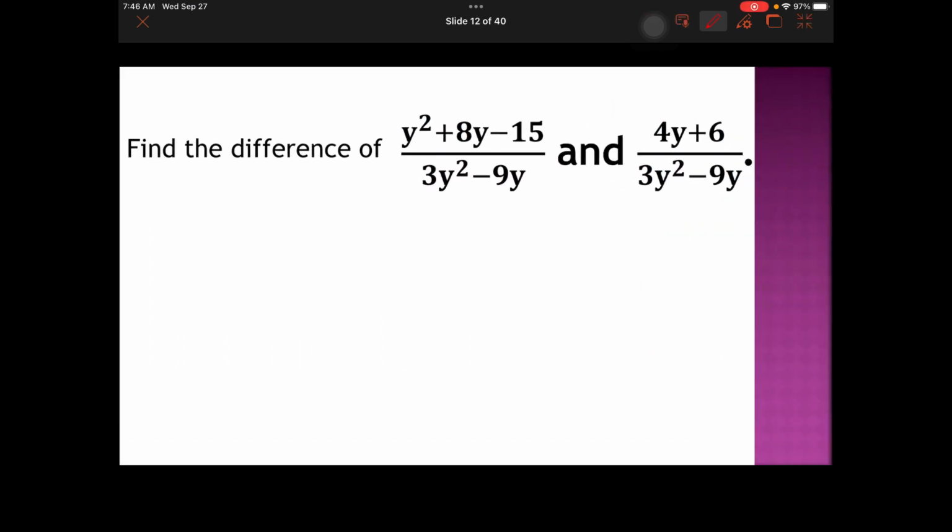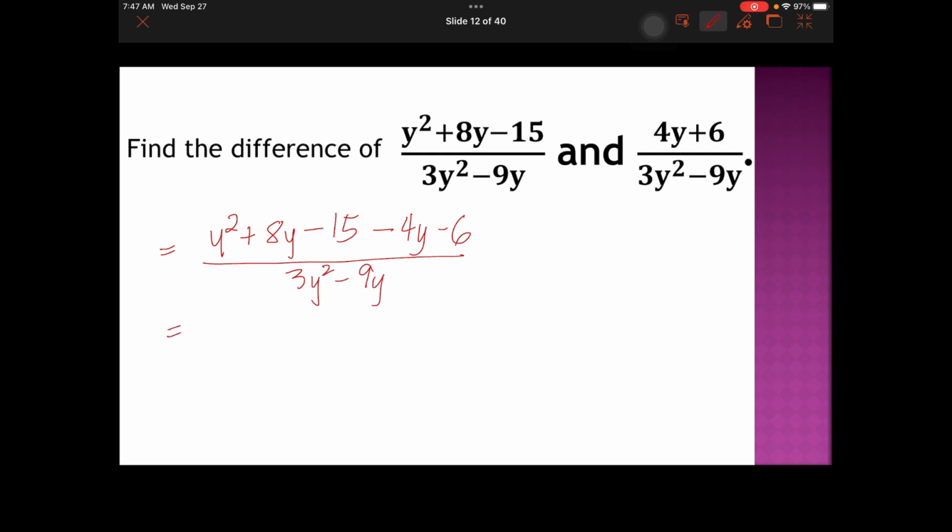Find the difference of these. So, ayan. As you can see, parehas sila ng denominator. Therefore, madali lang natin silang i-add. So, pagsasamahin lang natin sila under one denominator. So, we're gonna have y squared plus 8y minus 15. It says there find the difference. So, we have to put minus. Magbabago sila parehas ng sign. All over 3y squared minus 9y.